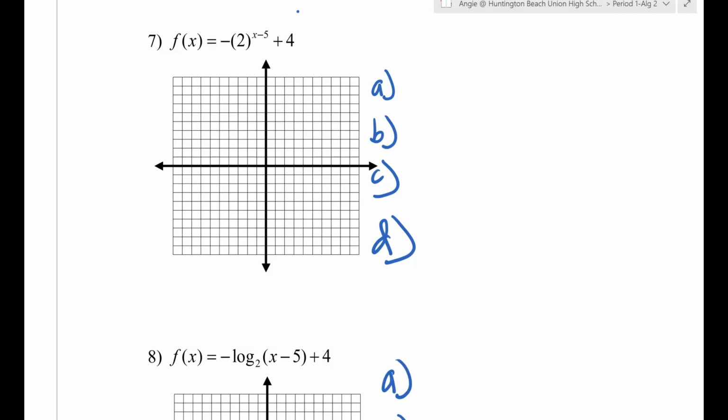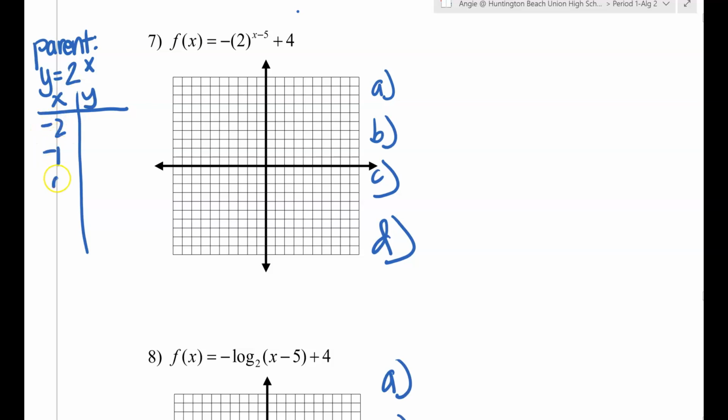Example 7. All right, f of x equals negative base 2 to the power of x minus 5, plus 4. So students, if it's a base of 2, your parent function must start with the base of 2 raised to the x. And remember, exponential functions, y'all, the domain is all real. So that means we can pick negative numbers and positive numbers, whatever we want, okay?